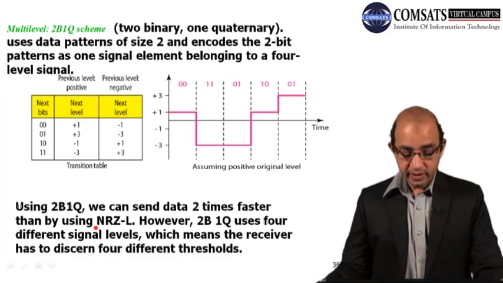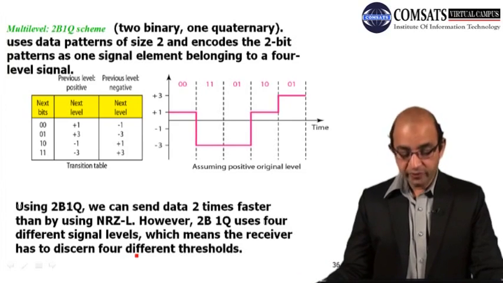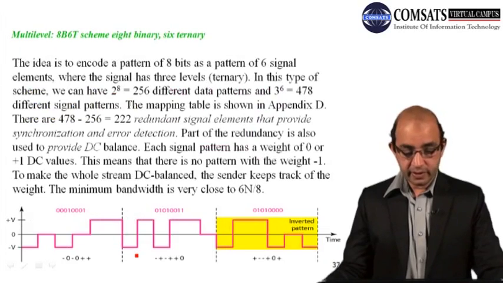As opposed to NRZ level, however, it uses 4 different signal levels, which means the receiver has to decide among the 4 different levels, right? So the receiver, the decoding side, has to work a lot.